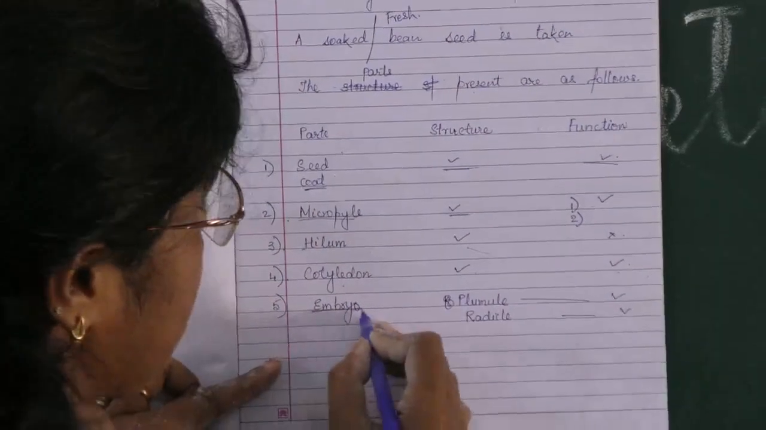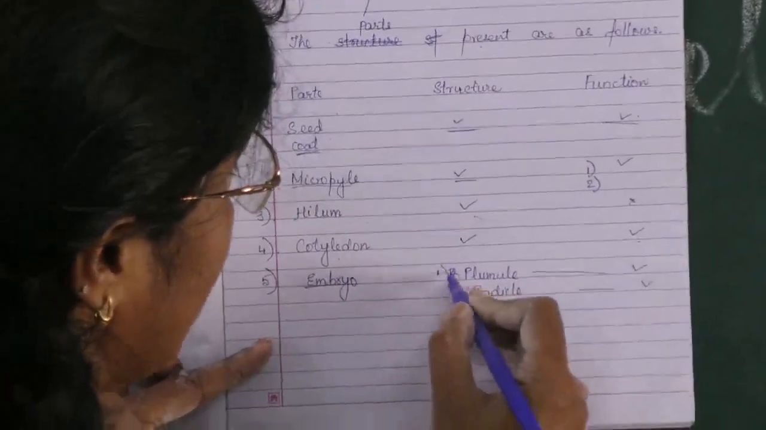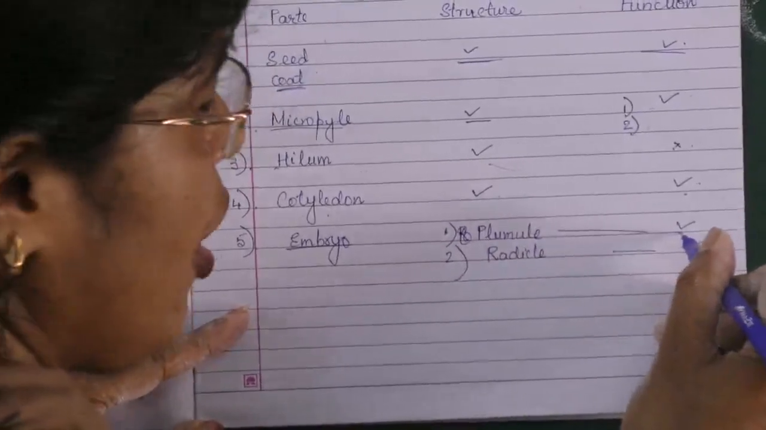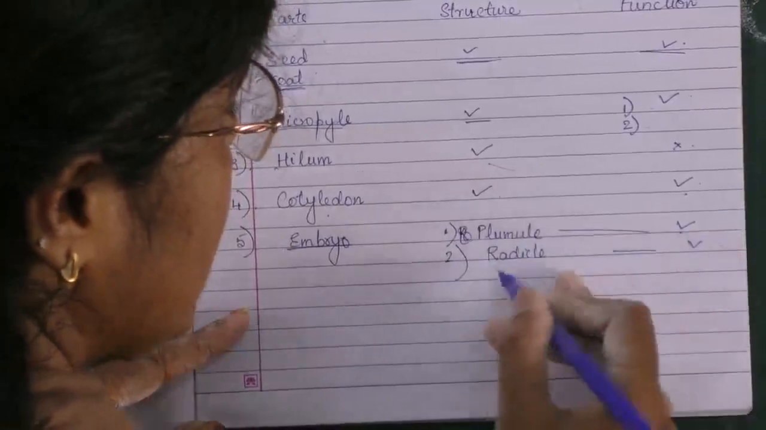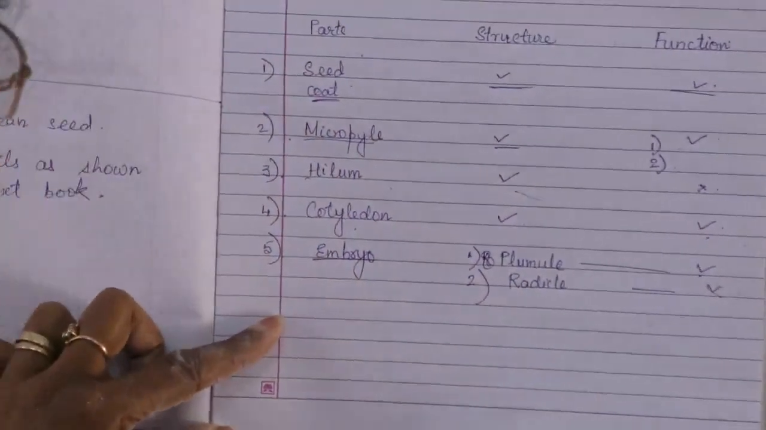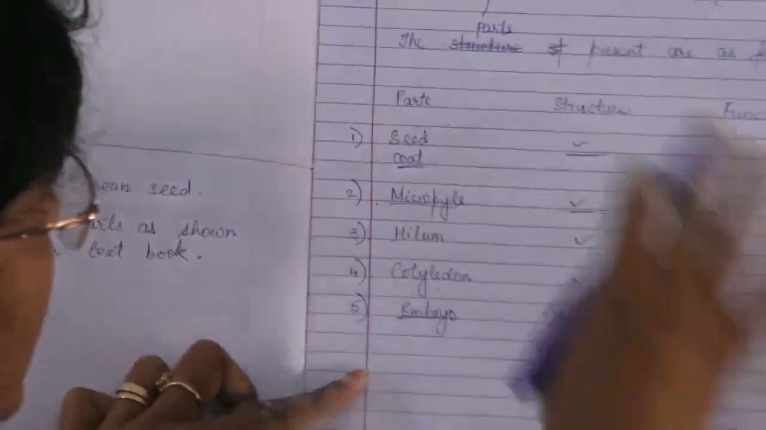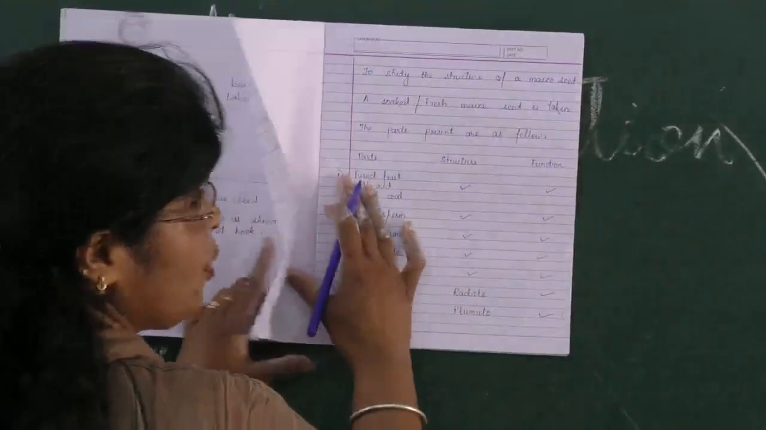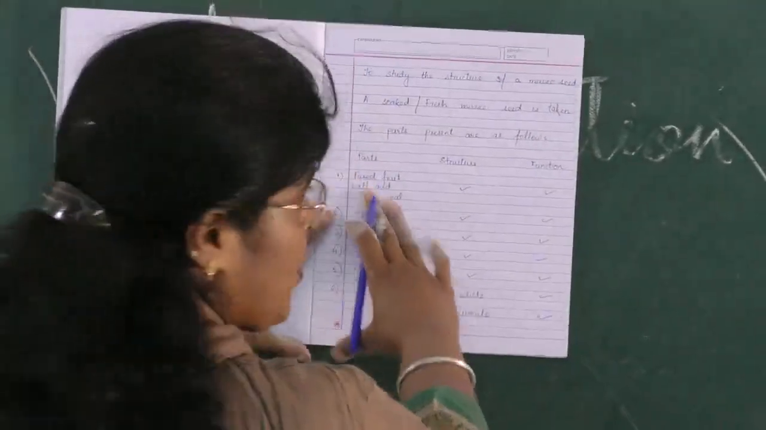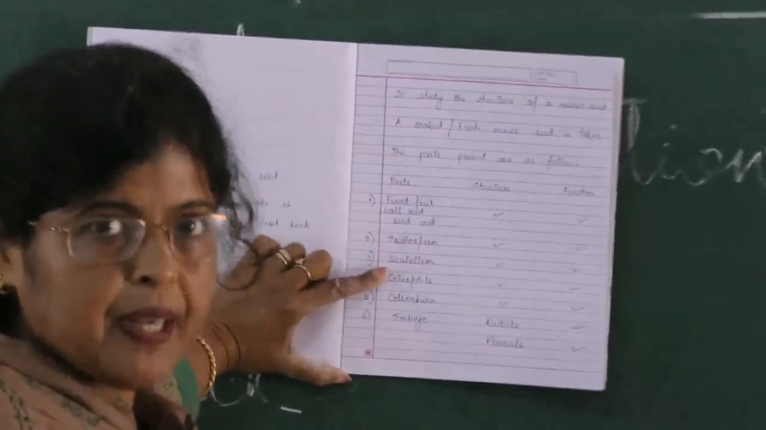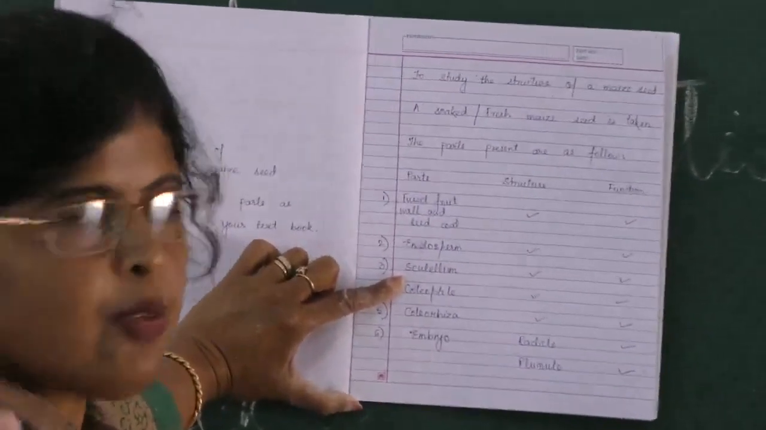And the fifth one, embryo, you will write first part is plumule, second part is radicle. What is the function of plumule? Gives rise to the shoot system. What is the function of radicle? Gives rise to the root system. So this is what you have to do for the bean seed. Now we come to the third one. These are all available in the market right now. Bean seed, if bean is not available, you can soak 2-3 rajmas and you can see the things.